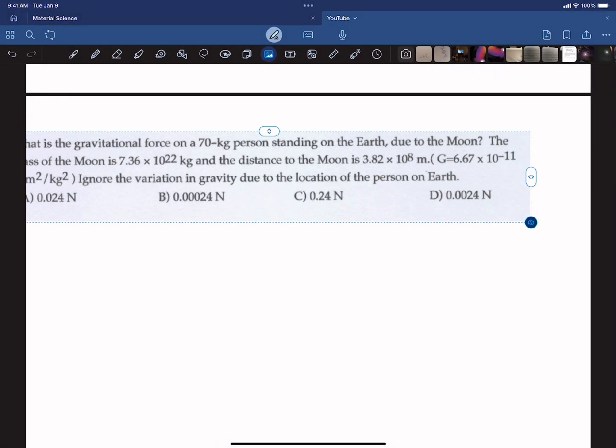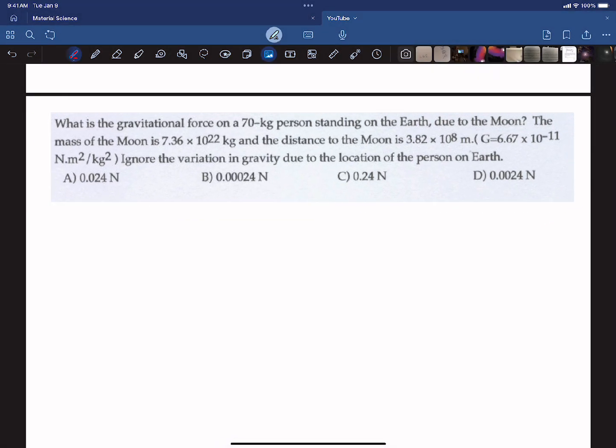Let's move on to the next question. What is the gravitational force on a 50 kg person standing on earth due to the moon? So someone is standing on the earth. It has 70 kg of mass.